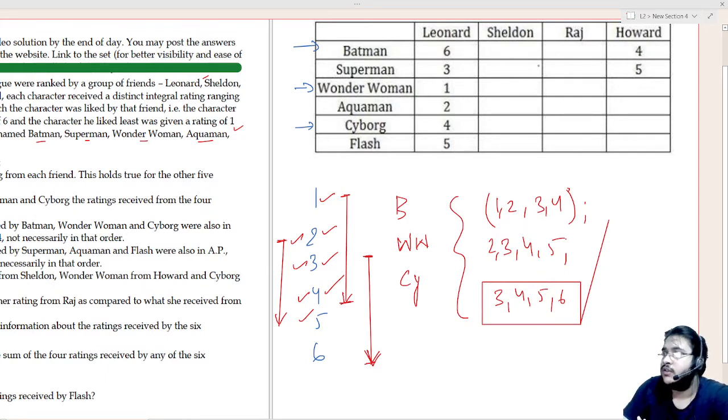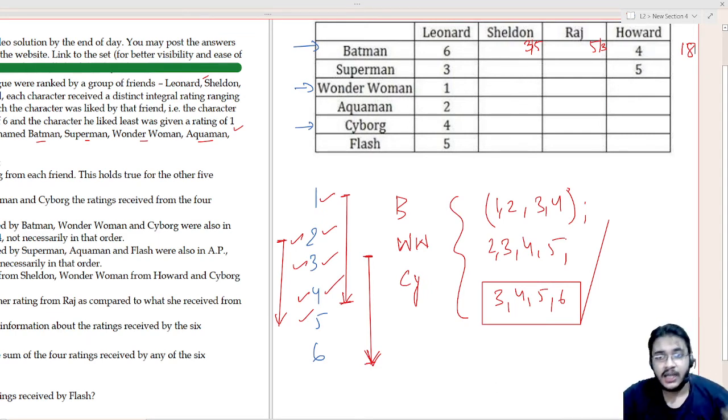Okay, so I know for a fact that with this Sheldon and Raj has to be 3 and 5. So I'll just write 3 5 5 3. That makes my life so much easier now. And then these 2 other fellows, one thing also I can write. So 6 plus 3 is 9, 9 plus 5 is 14, 14 plus 4 is 18. So the total comes out to be 18. That's a good thing, good start.